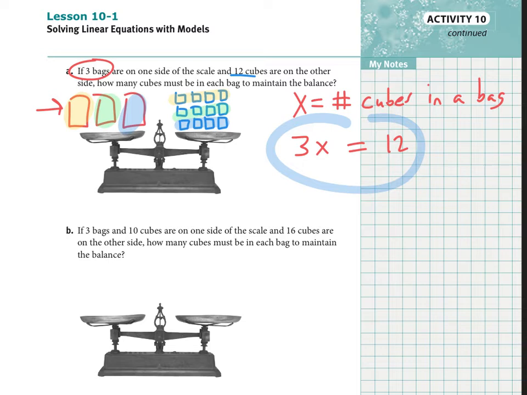Hopefully you can just visualize that. The equation right here is saying 3 times some value, so 3 times x equals 12. And we know that 3 times 4 equals 12. So that seems to fit.